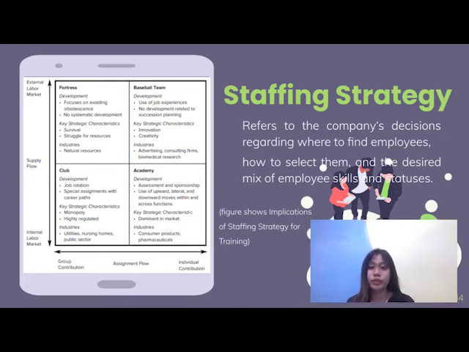As you can see in the figure, implications of staffing strategy for training: the external labor market are the fortress and baseball team, while club and academy are considered as internal labor market. Assignment flow comes from the group contribution and individual contribution. Group contributions are in fortress and club, and individual contributions are in the baseball team and academy.